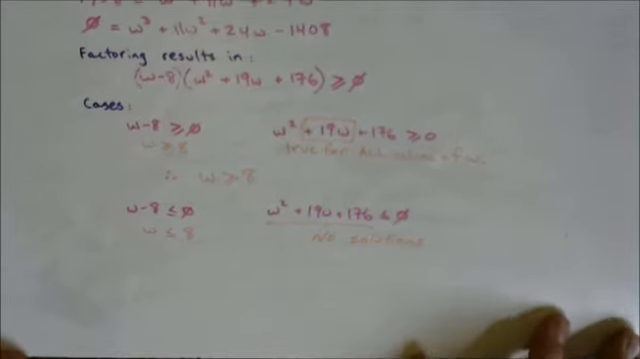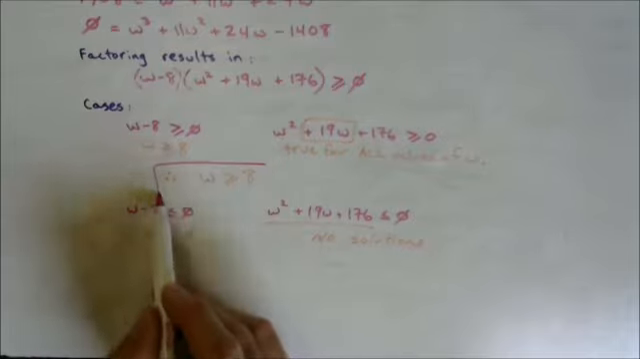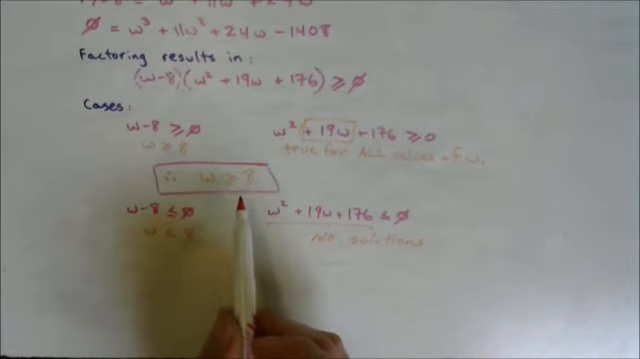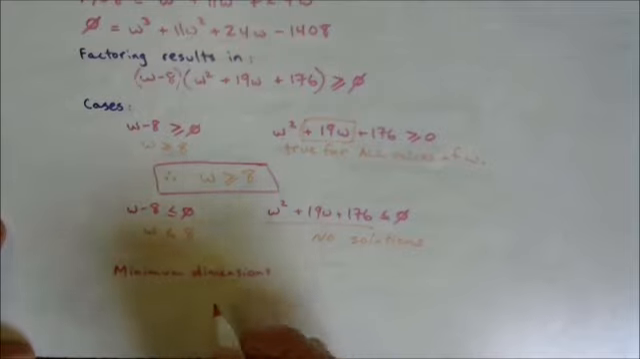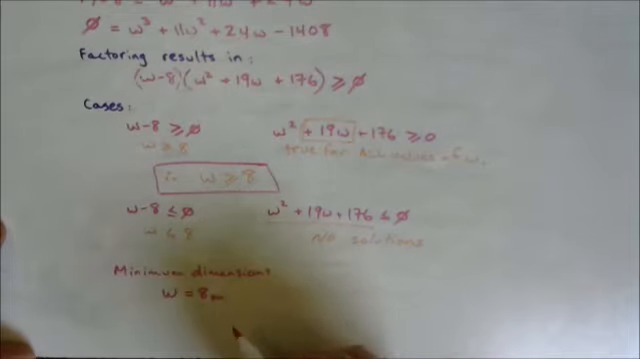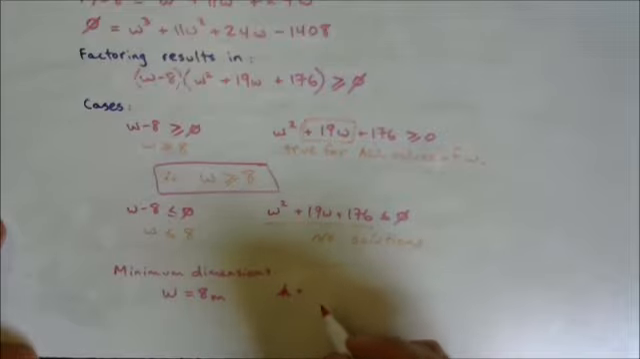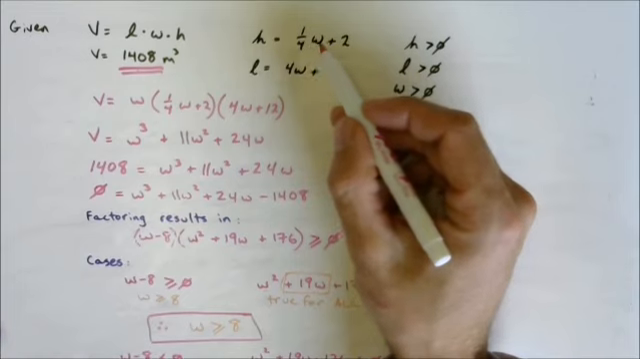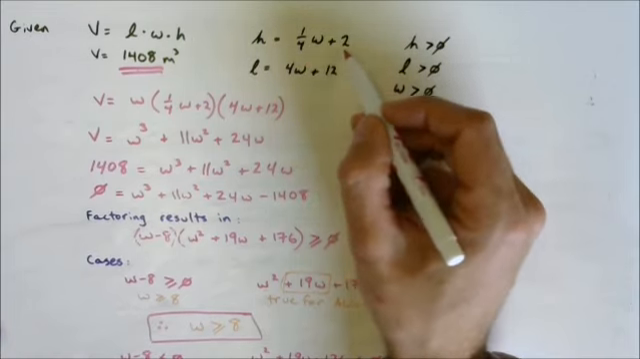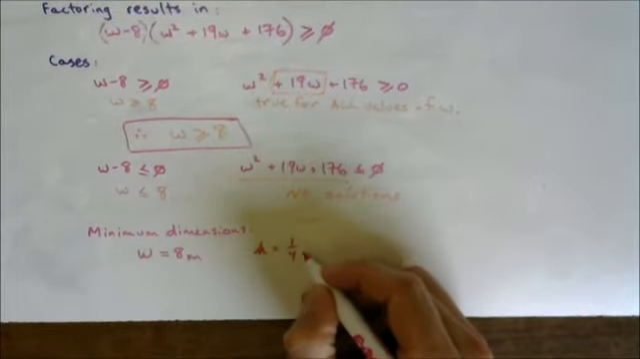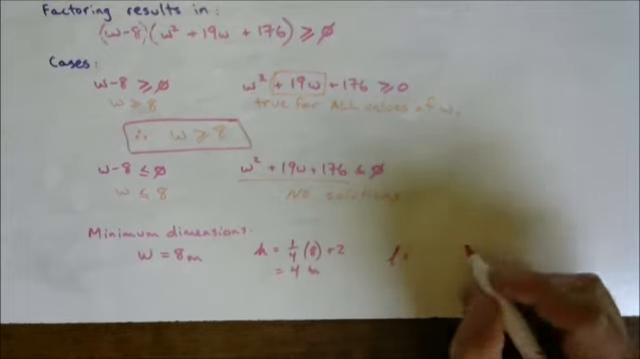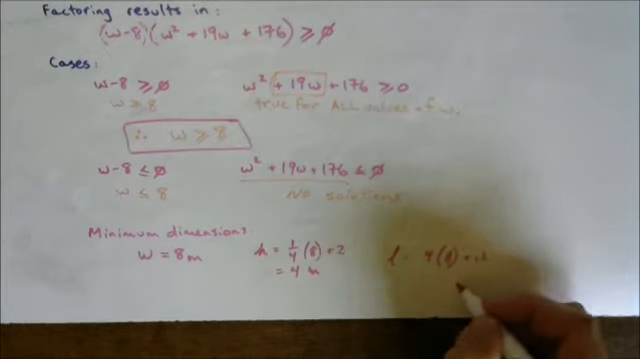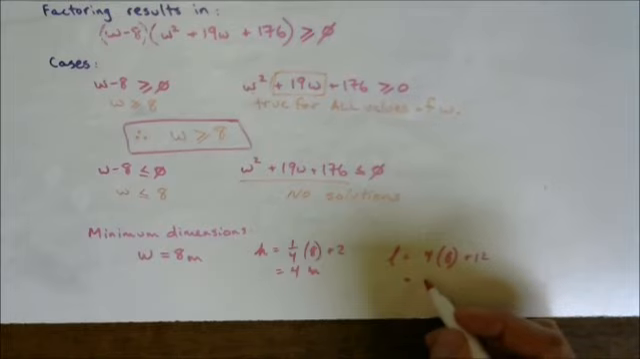The question is, what are the minimum dimensions? We know that w is always going to be greater than or equal to 8. So its minimum dimension would be 8 meters. W equals 8 meters would be the minimum width. What about height? Well, we would just sub in 8 in our equation for height. So we'd have 8 over 4, which is 2, plus 2. We'd have a minimum height of 4 meters. And for our length, we had 4 times w, which is 8, plus 12. So that's 32 plus 12, a length of 44 meters.